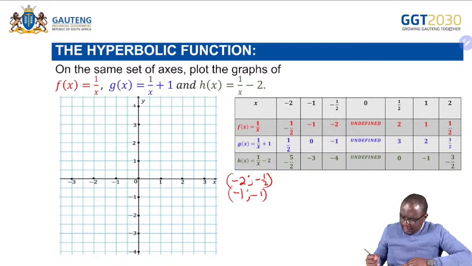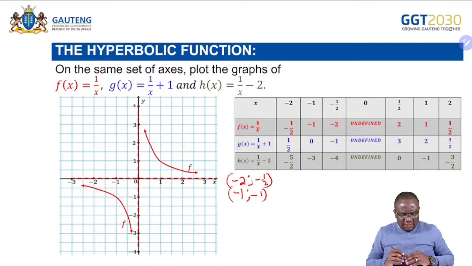Now we sketch our graph. This is our f of x. This is the horizontal asymptote. This is the vertical asymptote. And then we draw our arms. This is our arm there, and this is another arm. And then we name our graph. This is f of x.